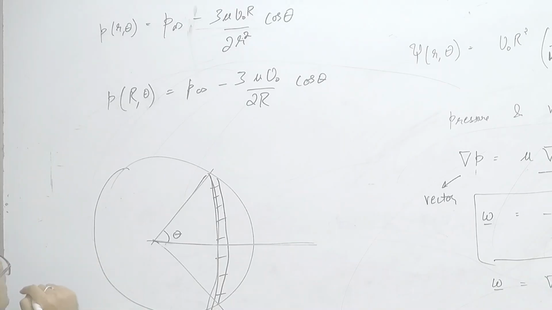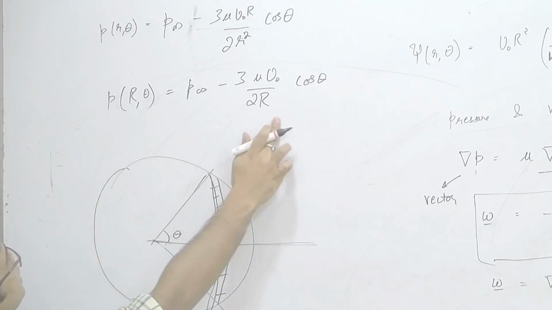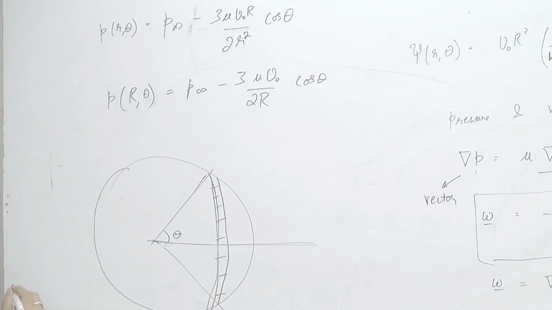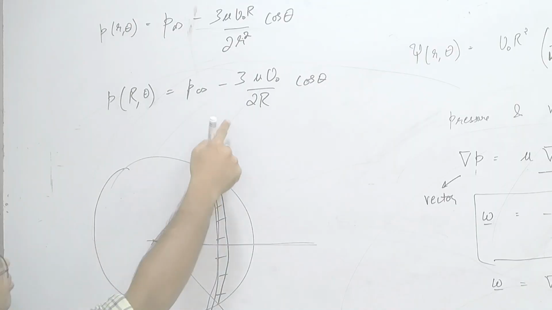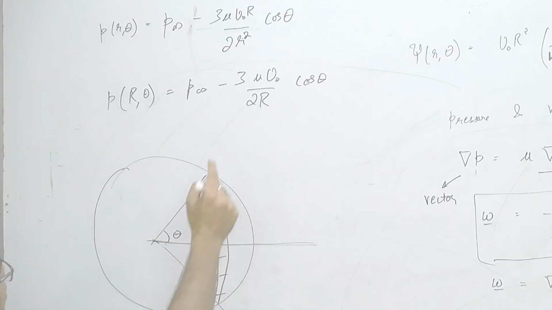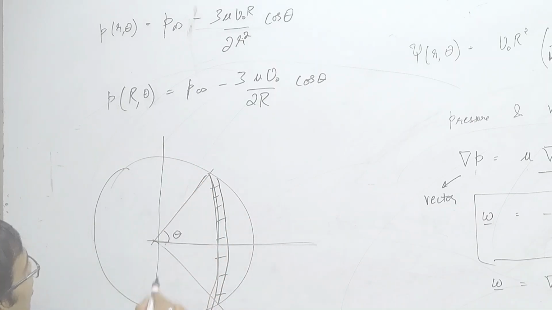So, this angle is theta. What we are going to say is, look at pressure variation. What is cos theta in this region, on the downstream side? Positive. Cos theta is positive. So, pressure is less than P infinity. Pressure being less than P infinity. Pressure by definition is positive when it is.